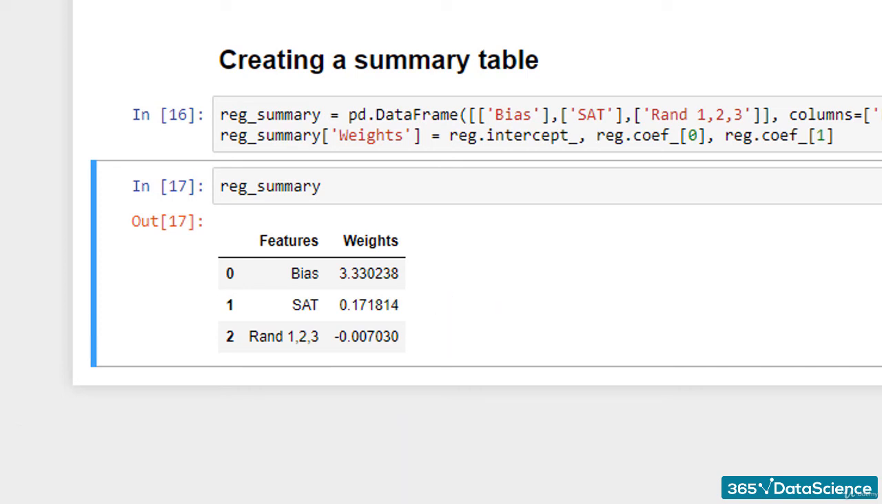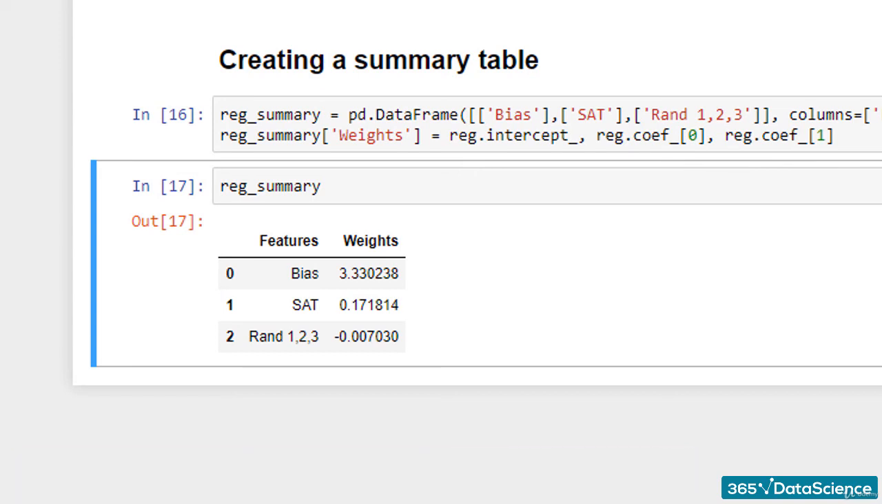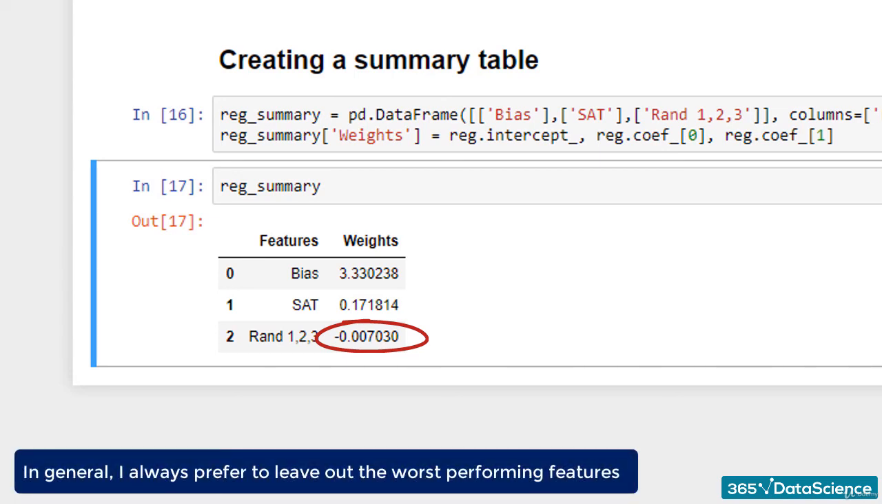This concept is quite remarkable. When we perform feature scaling, we don't really care if a useless variable is there or not. This is also one of the main reasons why SKLEARN does not natively support p-values. Since most ML practitioners perform some kind of feature scaling before fitting a model, we don't really need to identify the worst performing features. They are automatically penalized by having a very small weight. In general, I always prefer to leave out the worst performing features as they interact with the useful ones and may bias the weights even if only slightly so.